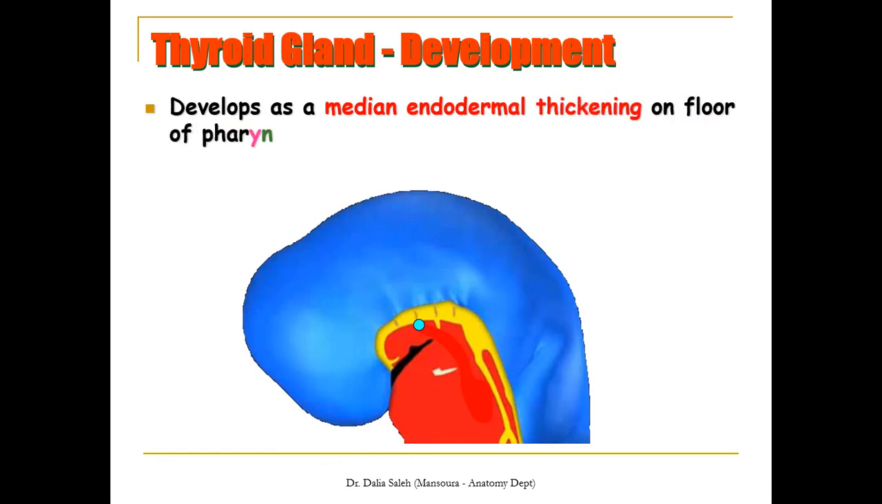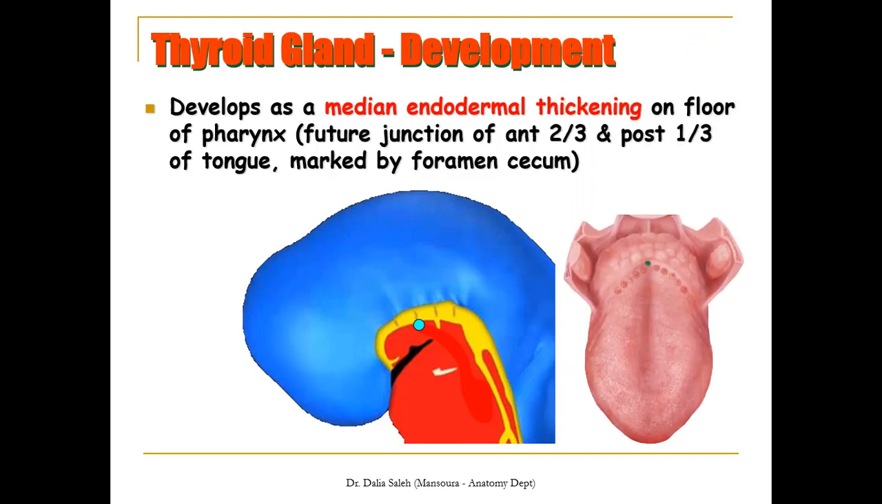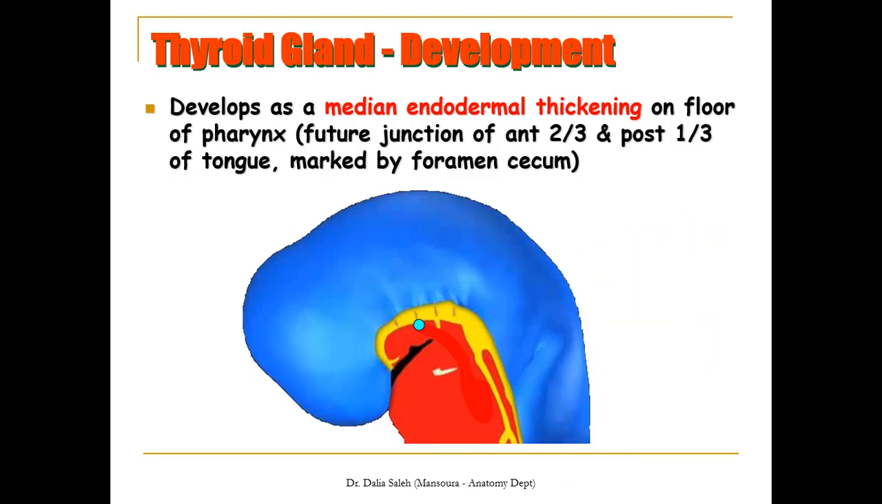So the thyroid gland develops from a median endodermal thickening that's found on the floor of the pharynx at the junction between the anterior two-thirds and the posterior one-third of the tongue, where you can find the foramen cecum. Then this endodermal thickening migrates downward and will form the thyroid gland, which will be located at the lower part of the neck.